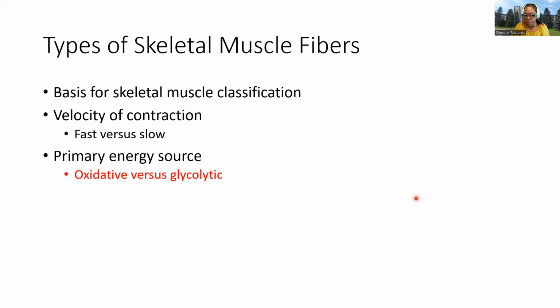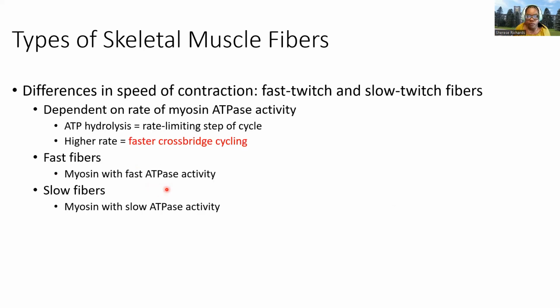Now, we also have somewhat of a medium when it comes to the energy source. So with the energy source, we also have somewhat of a gradient in the middle where we have the two ends of the spectrum, oxidative and glycolytic, and then we have somewhat of an intermediary in the middle. So the difference in speed is fast twitch versus slow twitch fibers. And this is based upon a few different characteristics of the muscle.